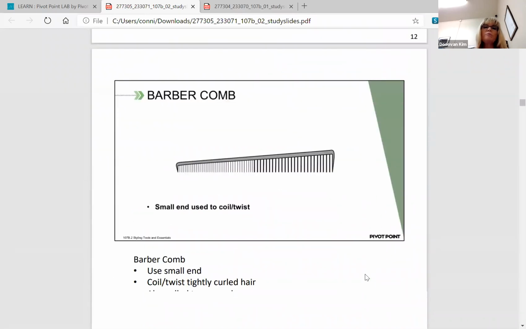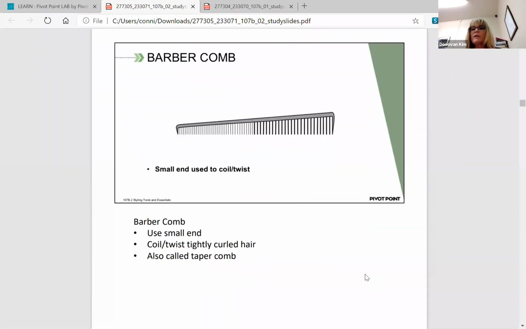We have a barber comb, right? We all should know what this is too. This has a tapered end. You can also use that to twist with. Also known as a taper comb, real fine teeth on one end, farther spaced teeth on the other. Really good for eyebrows also, for sideburns, for necklines, little hairs that just stick up. This is a really good comb to get those out of our way when we're using some of this stuff here.